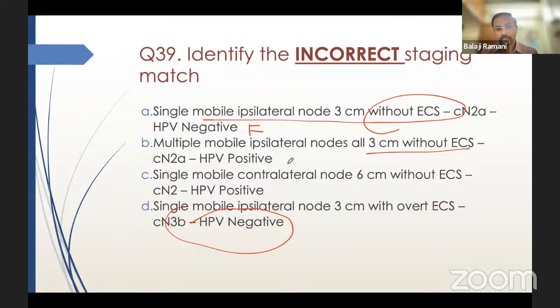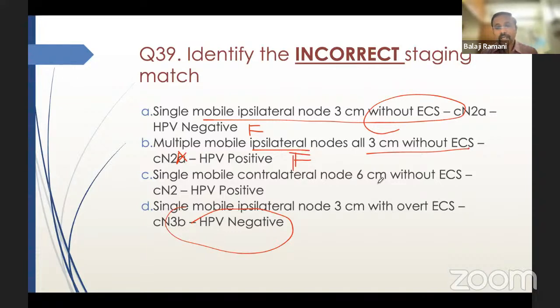Okay. Multiple mobile ipsilateral nodes 3 centimeters without extracapsular extension, N2A in HPV positive. What about this one? Is this true or false? B. Yes, because it is ipsilateral nodes. The only thing that you look for is whether it is ipsilateral or contralateral. So this is a true statement. But the only thing is it does not have N2ABC. So that is why this is also a false statement. If this A had not been there, then it would be a true statement. So this is again a false statement.